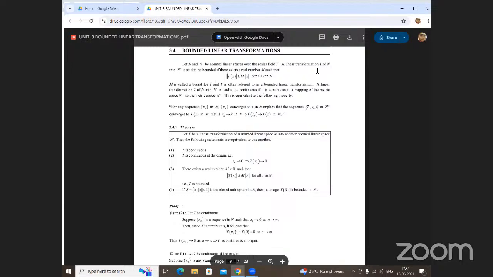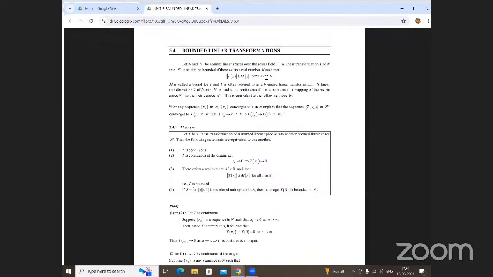So T, which maps N into N dash, is said to be bounded if there exists a real number. What is the real number? Capital M, any real number. That is the boundary value. So norm T of x, where the mapping is capital T. Norm T of x is less than or equal to capital M into norm of x, students, this is the order relation, because M is any real number.